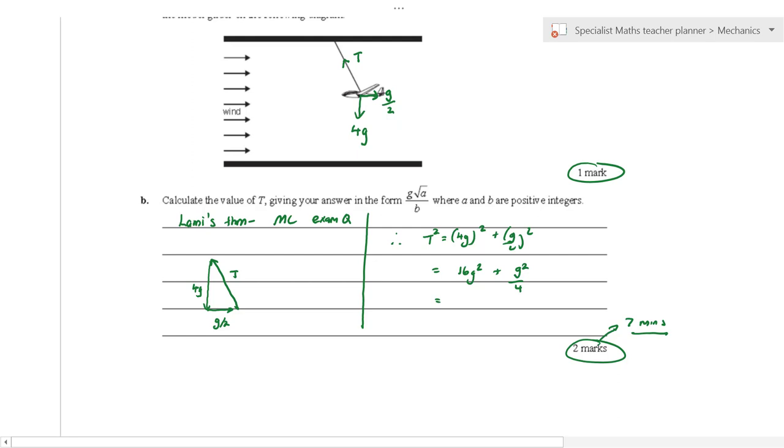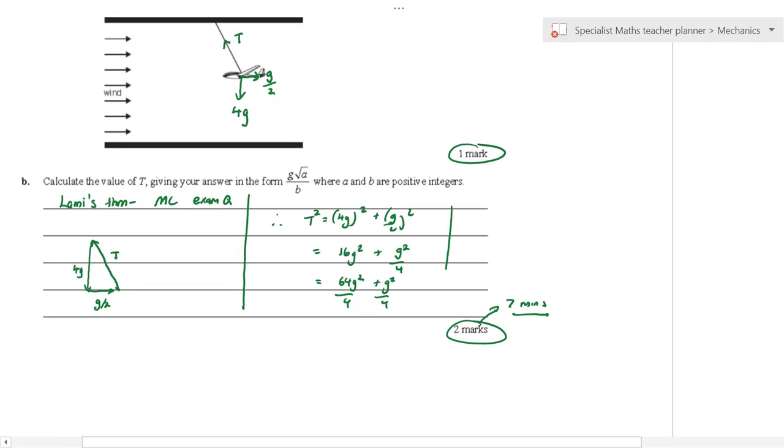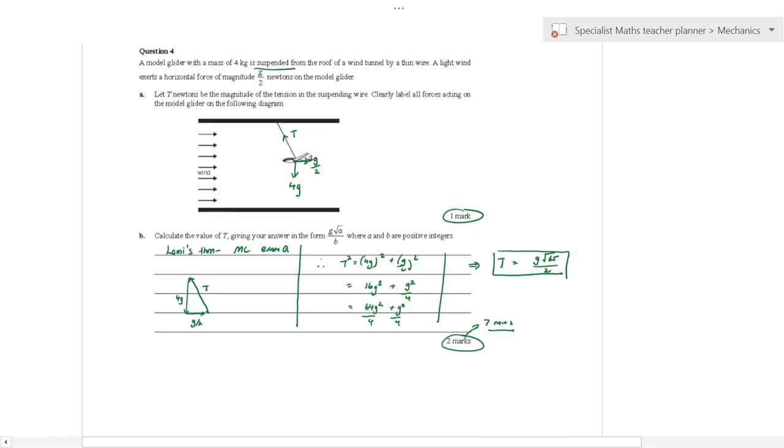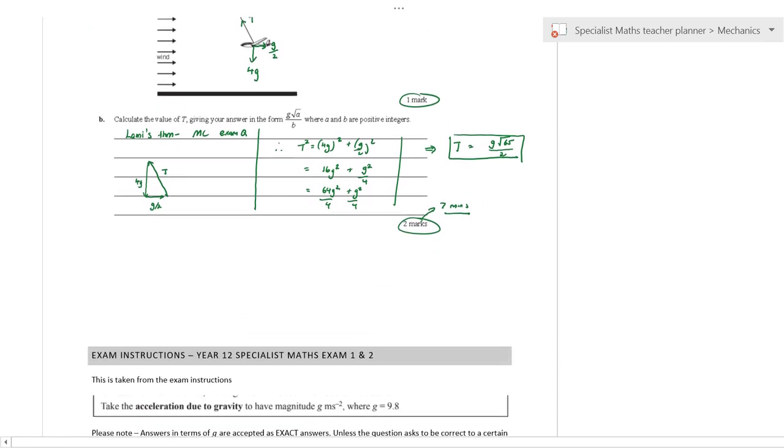That's going to be 64G squared on 4 plus G squared on 4. So therefore, the answer, go straight to the answer if you like, that's fine. That implies that it's not a show that question. T is equal to, now we've got 65 of them, and we've got the square root. So it's a square root of G squared. So it's G root 65 and the square root of 4, which is 2. Put a little box around it. Please the examiner. There you go. There's your triangle of forces. Okay.